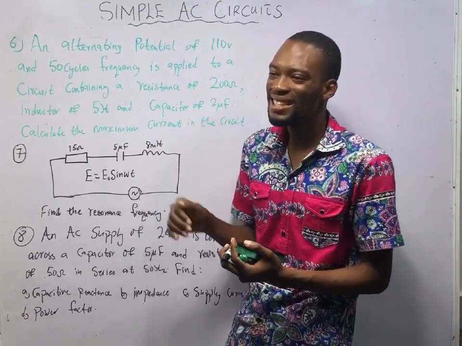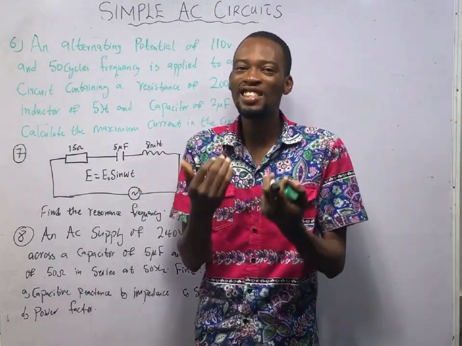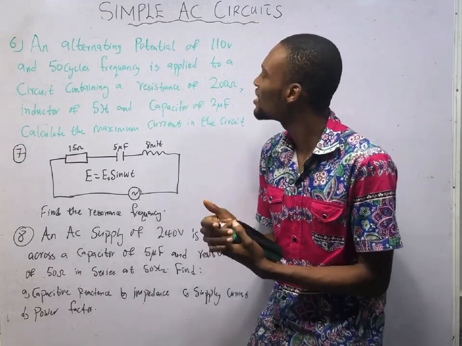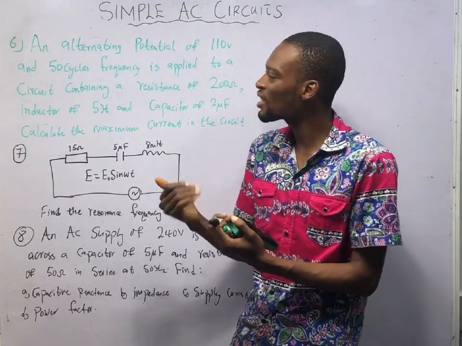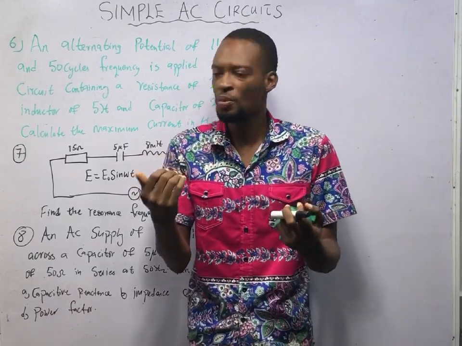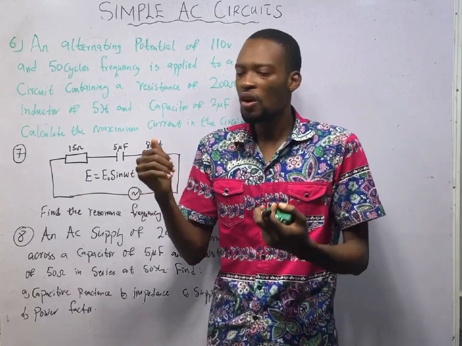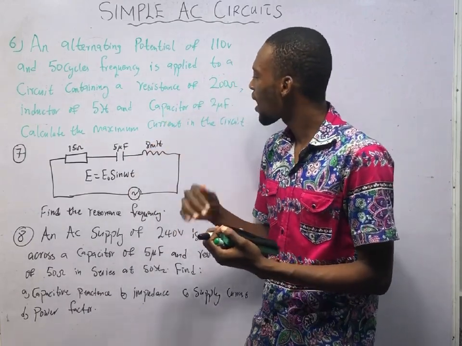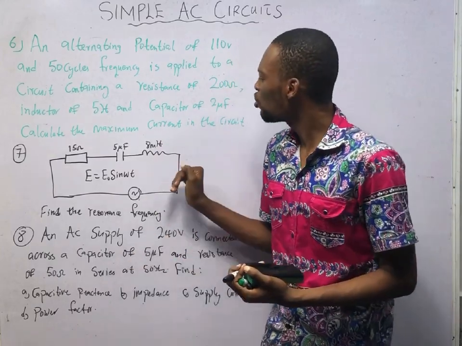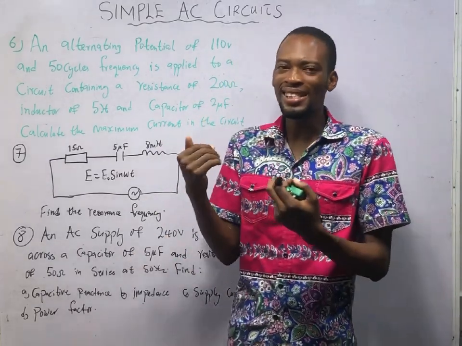An alternating potential of 110 volts and 50 cycles frequency is applied to a circuit containing a resistance of 200 ohms, an inductor of 5 henry, and a capacitor of 2 microfarad. Calculate the maximum current in the circuit.